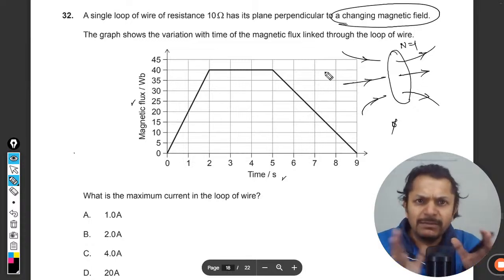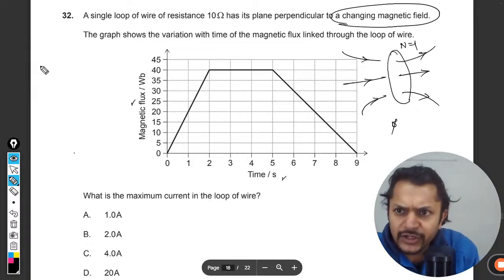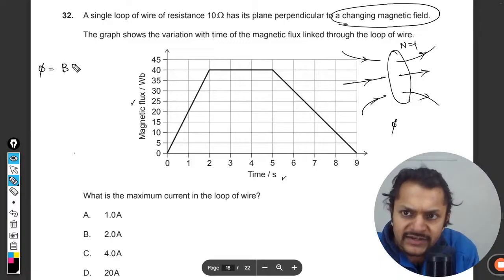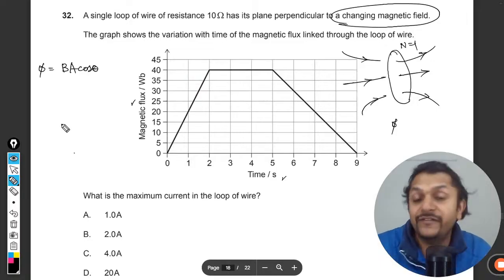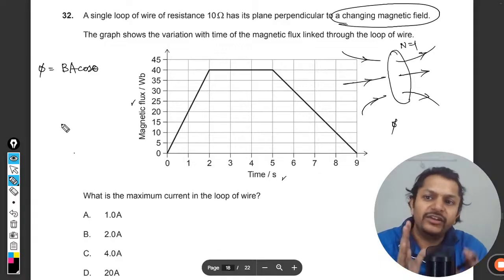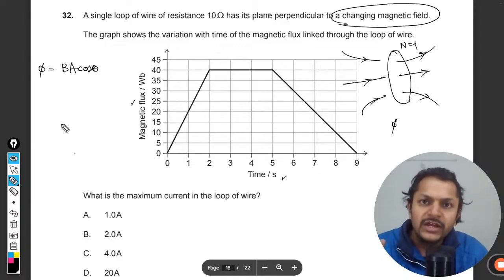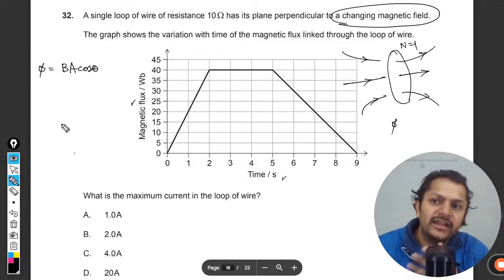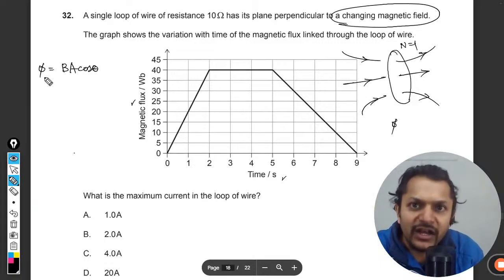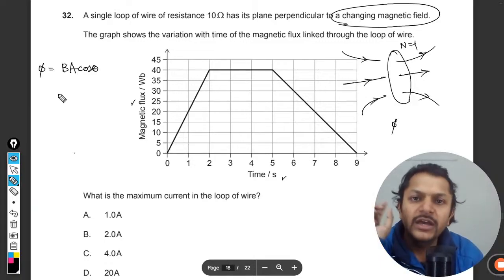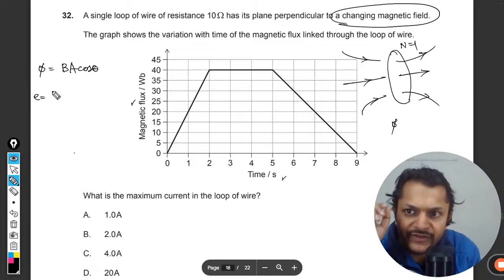As a matter of fact, just for remembrance, the flux formula is given by BA cos theta, where B is the magnetic flux density. You can call it magnetic field strength also. A is the area which is perpendicular to the magnetic field, and theta is the angle between the two variables, that is area and the magnetic field. Whenever there is a variation in the flux with respect to time, EMF is generated. So EMF is given by delta phi by delta t.